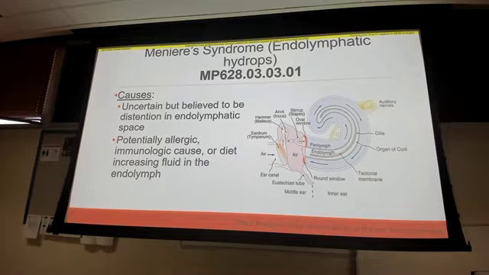Now going into Meniere syndrome, also known as endolymphatic hydrops. The pathophysiology is not well understood, but what's believed to happen is the endolymph, so remember it's fluid filled, is starting to become distended, right? So that size is increasing secondary to whether it's allergies or some type of immunological response. So that endolymph has more fluid in there than what it should be.